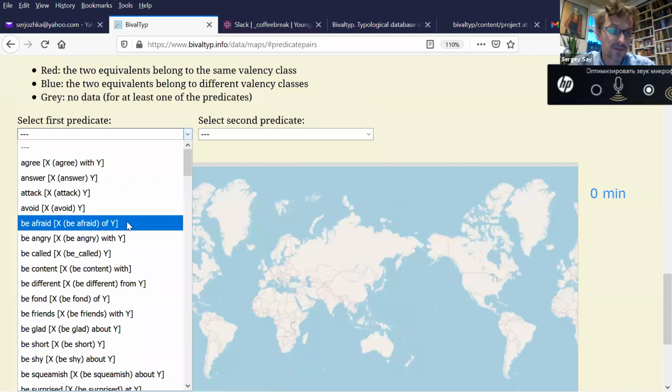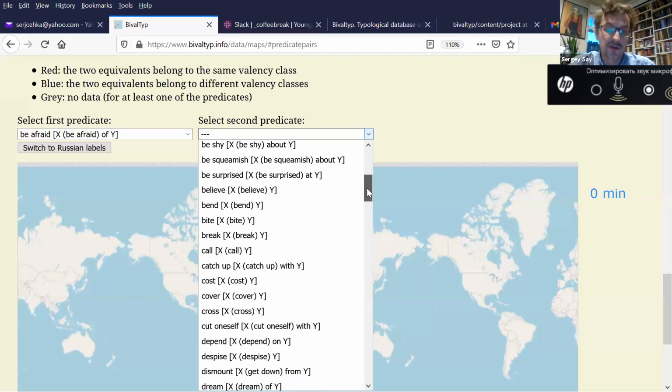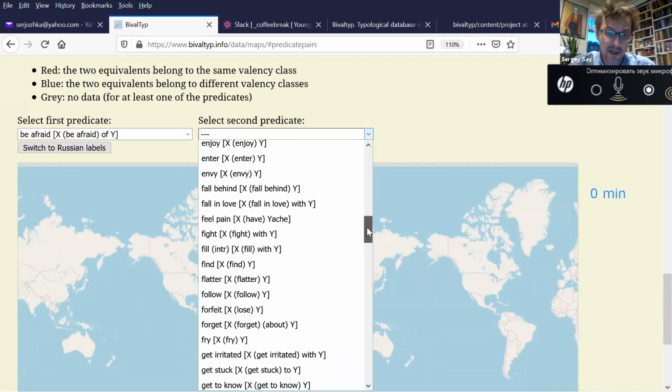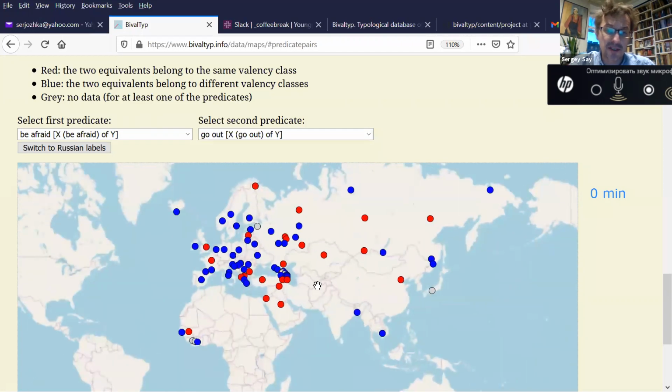So for example, we can explore whether "be afraid" is syntactically similar to, for example, "go out" in some individual languages. And here on this map, we see that blue corresponds to those languages where "be afraid of someone" and "go out of something" belong to different classes, and red dots correspond to languages where the two verbs fall into the same valency class.